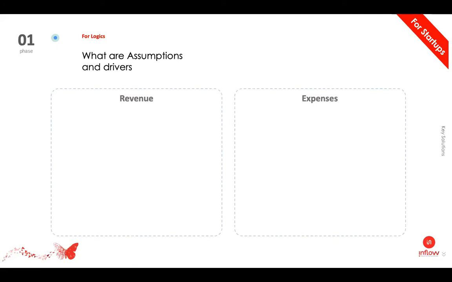The first thing is assumptions. We all know that in any finances or accounts, there are two important factors. Leave aside capital and assets, the major things are your sales, your revenue side, and on the other side, expenses. So we should know where our revenues are coming from and where the expenses are coming from.